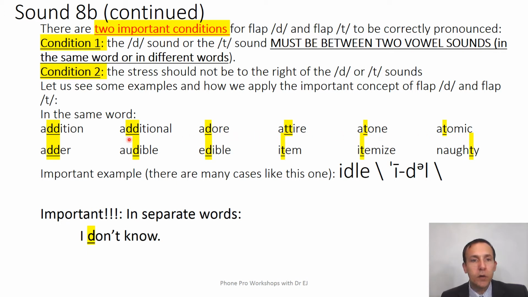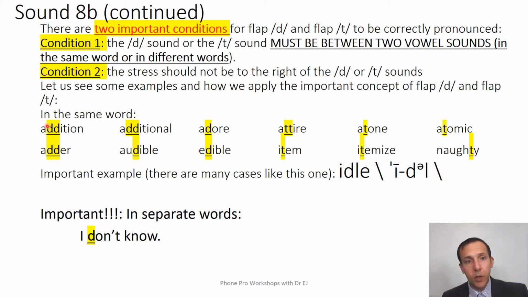Well, in these words, in this first line, we cannot say addition or additional or adore or attire. Why? Because both conditions that I have just mentioned above are not met. In the case of these words on the first line, the first condition is met. So yes, you have the D or the T sound between two vowel sounds. For example, you have and I. Yes, these are two vowel sounds.